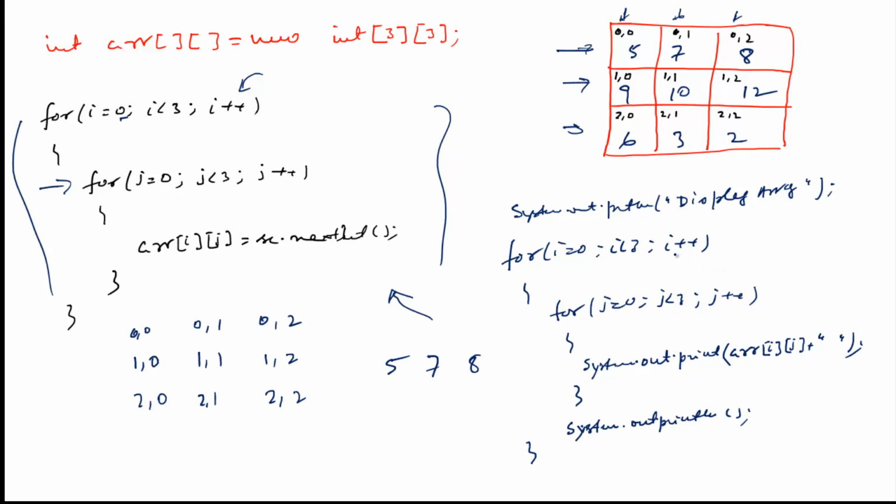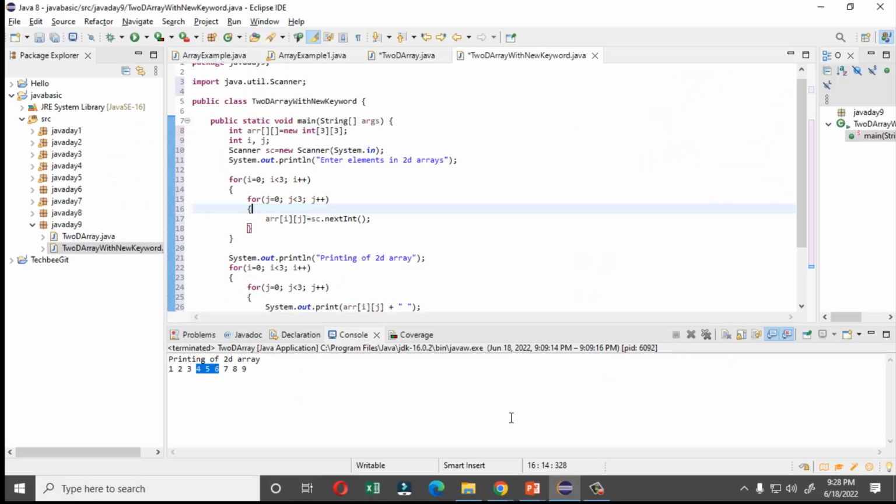Then I becomes 1 here, from 0 to 1, then here 1 comma 0, so it will print like 9, then J becomes 1, then it will print 10, then 12. So this value will be printed out, and then I becomes 2 here, then it will print as 6, 3 and 2, and this way all the values will be printed. Let's print out from the program here.